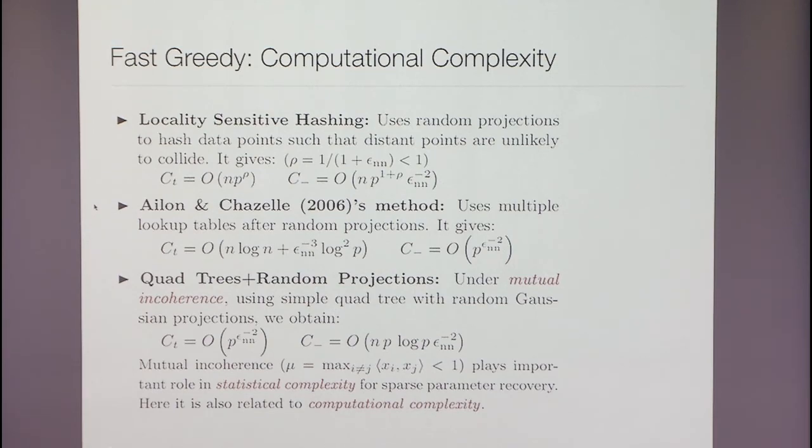If I'm using a very simple data structure, which is quad trees, and I do not encourage you to use it, because it's very simple and you should ideally do something better, such as locality-sensitive hashing. But the important thing is that if I assume a mutual incoherence condition on my measurement vectors, in other words, the feature vector columns, so long as the dot product is not too large, then I can show that the quad tree actually works, in the sense that the time it takes is sublinear.